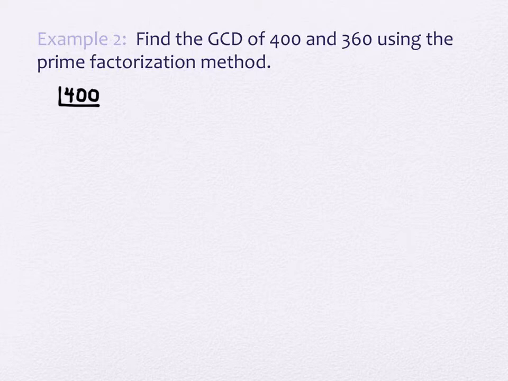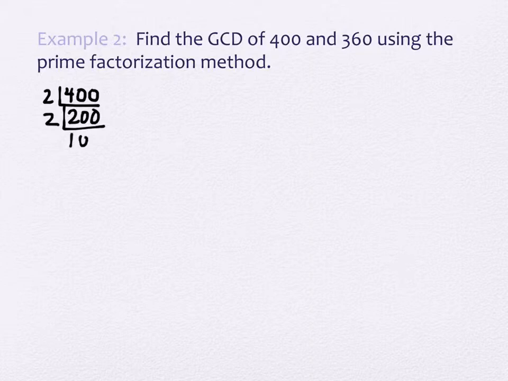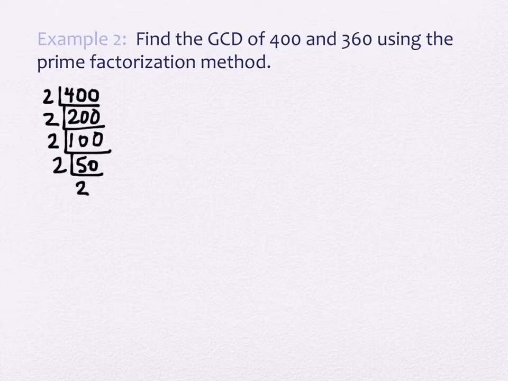So 400 divides by 2, and you get 200. 200 divides by 2, and you get 100. And 100 divides by 2. Are we almost sounding like a broken record? Just almost. And we get 50. 50 divides by 2, and we get 25, which does not divide by 2. But it does divide by 5. So we get 5s at the end. Now before we move on to the next number, let's actually write out what this is then. This is a 2 raised to what power?